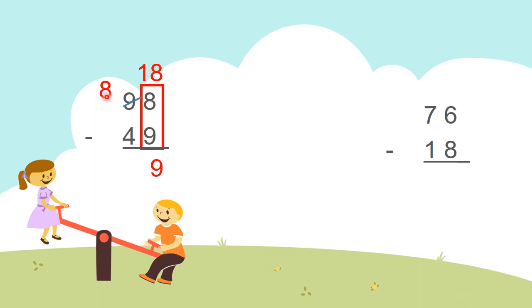Good job. Now 8 and 4. 8 minus 4 is 4. So also it's 4 and 4 make 8. The doubles, 4 and 4 make 8. So 8 minus 4 is 4. Good job.